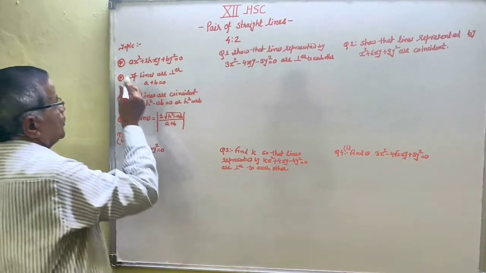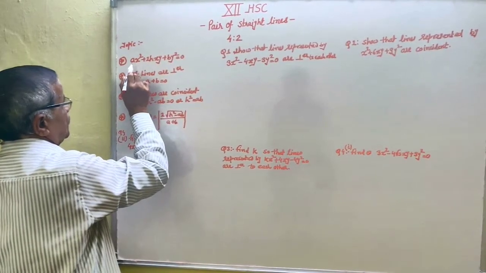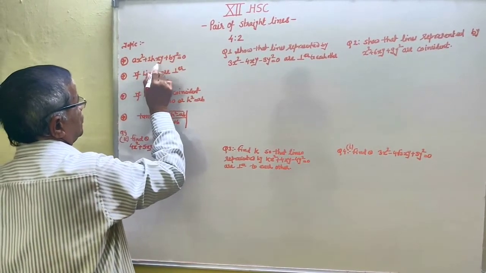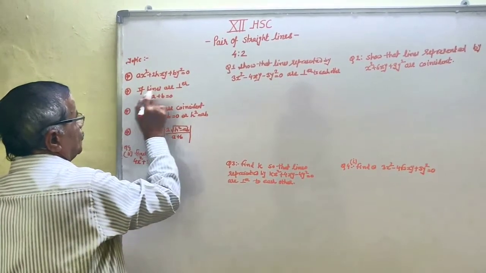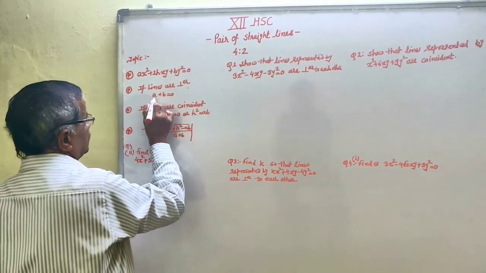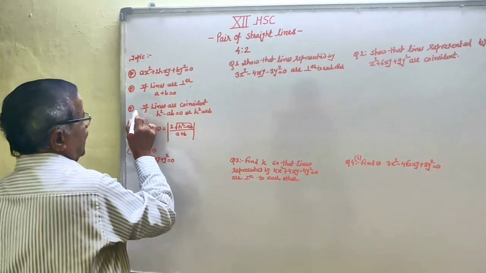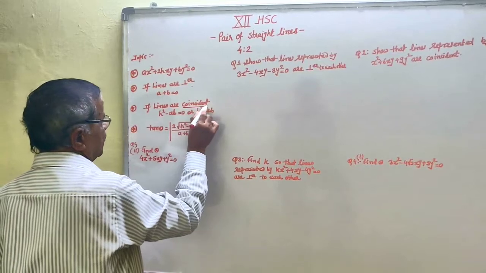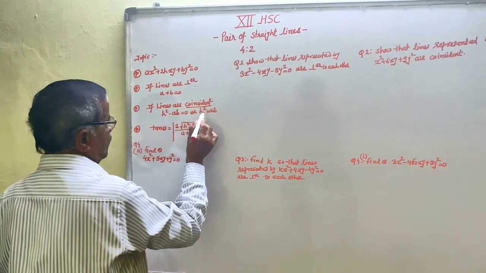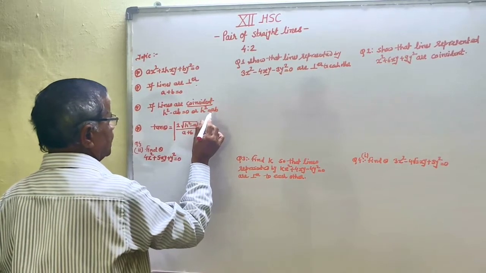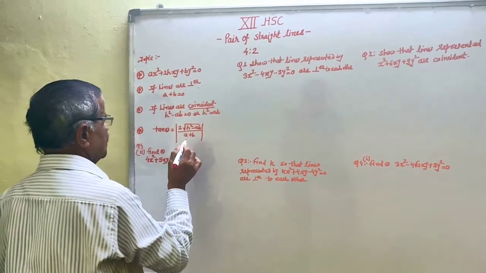Okay, the important topics for this exercise are, you already know the homogeneous equation ax square plus 2hxy plus by square is equal to 0. If the two lines are perpendicular, then the condition for that is a plus b must be 0. If the lines are coincident, then h square minus ab is equal to 0, or h square is equal to ab. These are the conditions necessary for perpendicular and coincident lines.